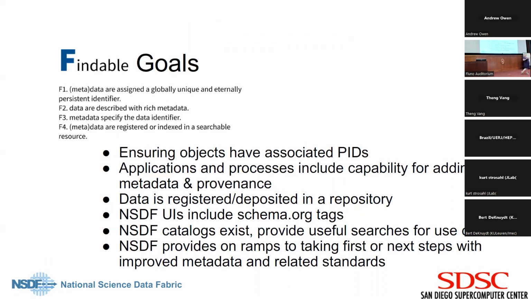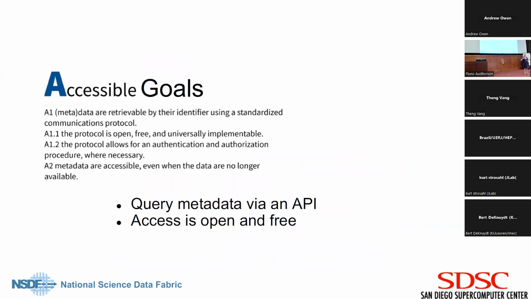What are some of the findable goals? To have persistent IDs for each data object, to have schema.org tags for each metadata object. What are the accessible goals? Here we might want to say, how are we going to query metadata via APIs for some of the things that we are putting up?